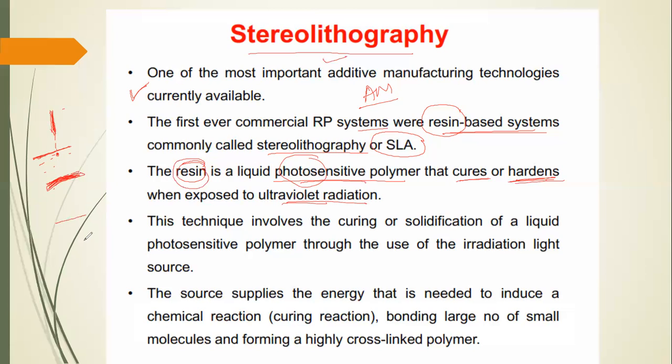Whatever shape it is in, if the light is passed in that same shape, then the polymer below will be converted into a solid in that same shape. So that is the requirement in the case of stereolithography. It requires photosensitive polymers.